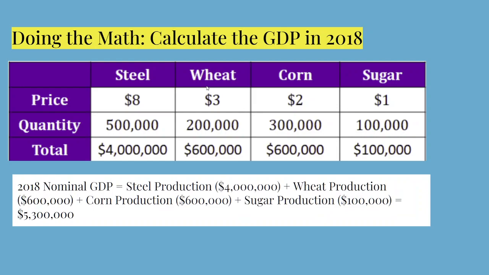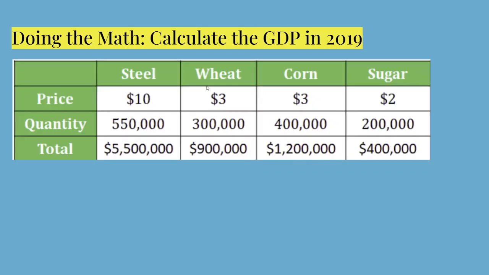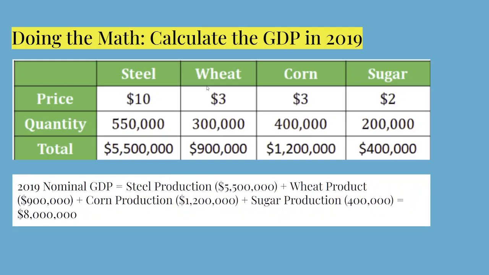Okay, good. You're back. If you got $5.3 million as your answer, you can give yourself a pat on the back because that's correct. Now, round 2 of mathematics. Let's calculate the nominal GDP for 2019. Same thing again, pause the video and feel free to do it yourself. Now that you're back, let's take a look at the answer. If you got $8 million, absolutely on point once again. Feel free to give yourself a pat on the back. And I hope you didn't cheat by just summing up the totals, because that's not fair, guys.